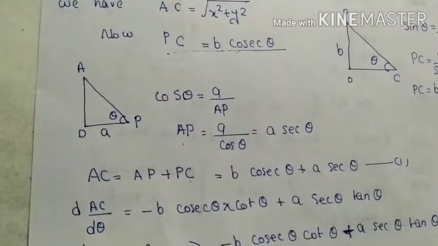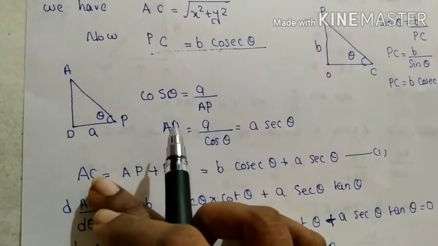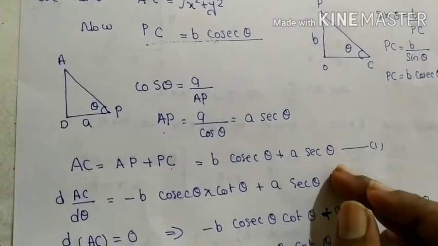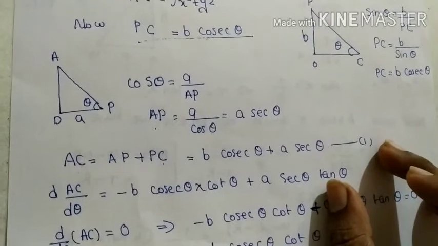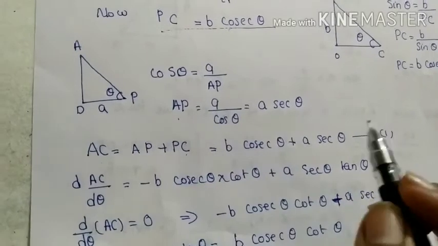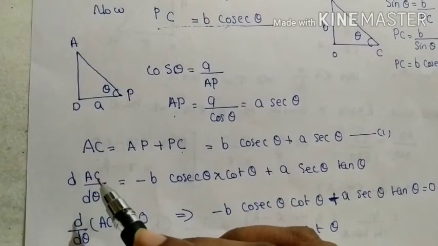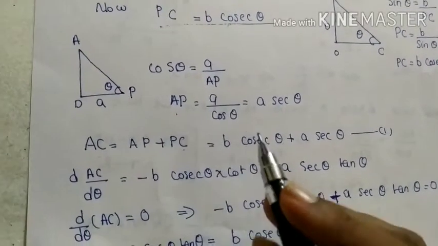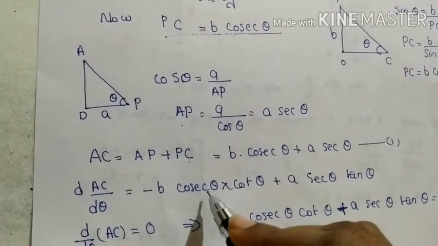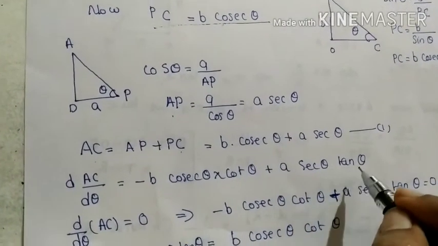So in this problem, the function is our hypotenuse. We get our hypotenuse as B cosec theta plus A sec theta. Let us name it as equation number 1. Next, I am going to differentiate with respect to theta on both sides. We get d by d theta of AC equal to B, which is a constant, and the derivative of cosec theta is minus cosec theta cot theta, plus A, a constant, and the derivative of sec theta is sec theta into tan theta.